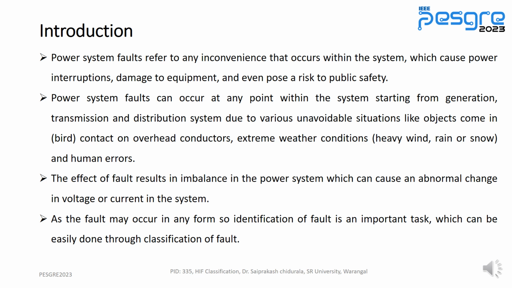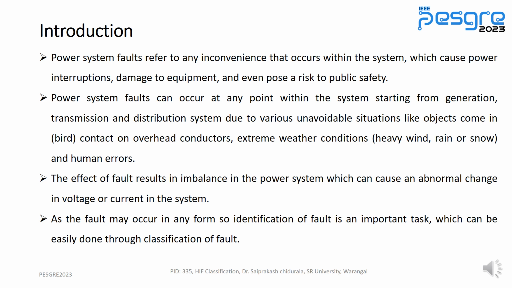So coming to power system faults. Power system faults refer to any inconvenience that occurs within the system which causes power interruptions, damage to equipment, and even poses a risk to public safety. Sometimes power system faults can occur at any point within the system, starting from generation, transmission, and distribution system due to various unavoidable system situations, like when an object comes in contact with overhead conductors, and extreme weather conditions like heavy wind, rain, and heavy snow, and sometimes human errors.